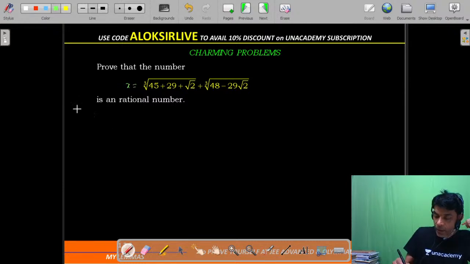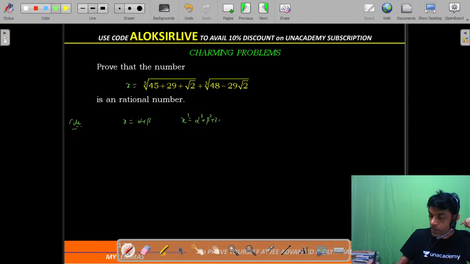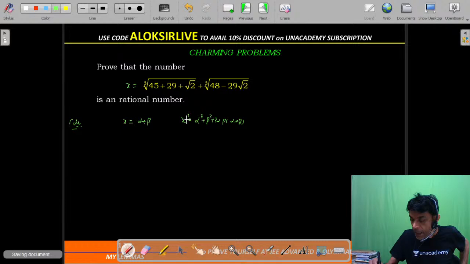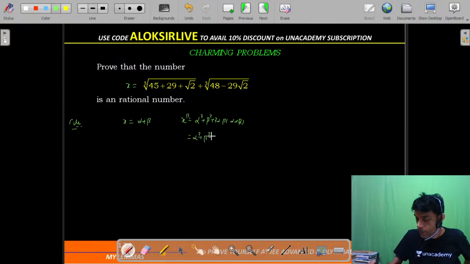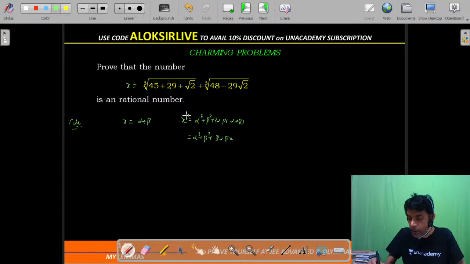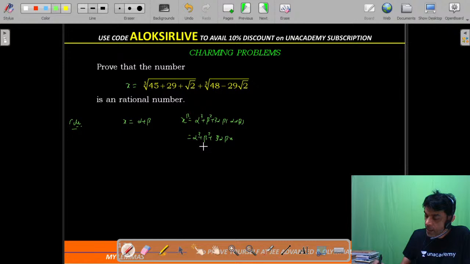And mind you, what I will do is this way: whenever you have x equal to alpha plus beta, one way is that I can write x cubed is alpha cubed plus beta cubed plus 3 alpha beta times alpha plus beta. And again I can write alpha plus beta is x, so I get alpha cubed plus beta cubed plus 3 alpha beta x. But for a change, to get it faster, I'll directly write this. So what I will do is write alpha plus beta minus x is 0.